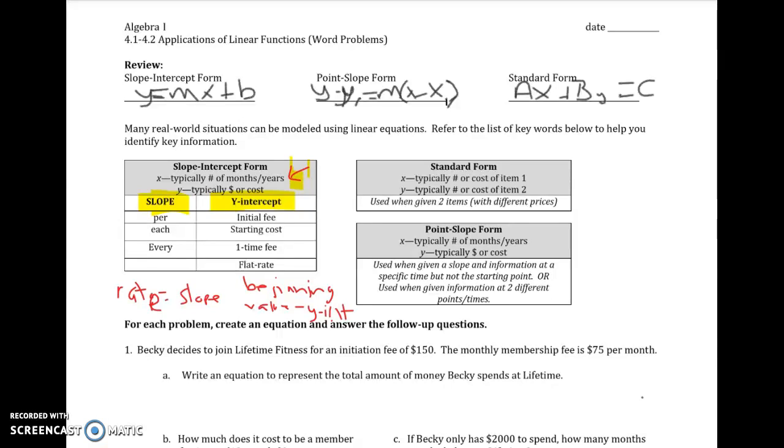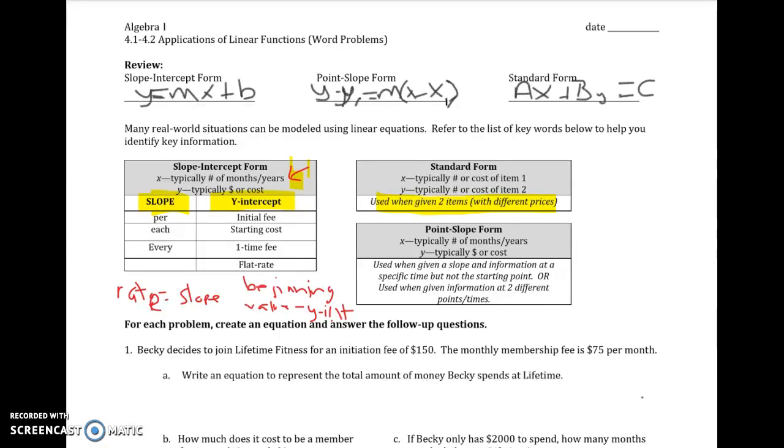Okay. Standard form, sometimes we'll get some problems there. We'll write an equation in standard form. And this is usually used when we're given two items with different prices. So like hot dogs cost $2 and French fries cost $1.50. That type of situation would be to use standard form, and usually x represents either the number or cost of the first item, and y is the number or the cost of the second item.